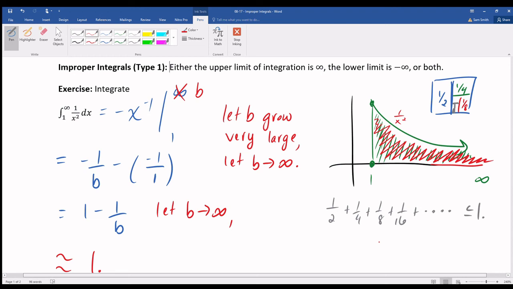So in the next video, what we'll talk about is the second type of improper integral, in the case that not necessarily is one of your limits of integration infinite, but maybe one of your limits of integration is an asymptote of the function.